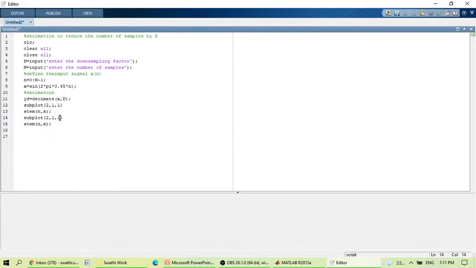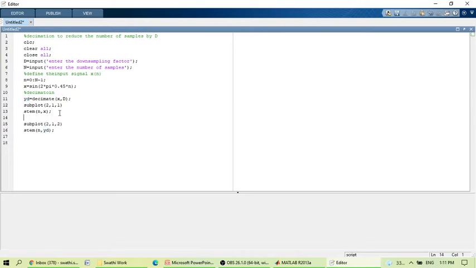So give the command subplot 2 comma 1 comma 2. So where is the output? Has been saved in the variable yd. But how many samples does the output consist of? For example, previously the input consists of 100 samples. I want to reduce by a factor of 2. 100 by 2 is nothing but 50. So total is considered only 50 samples.